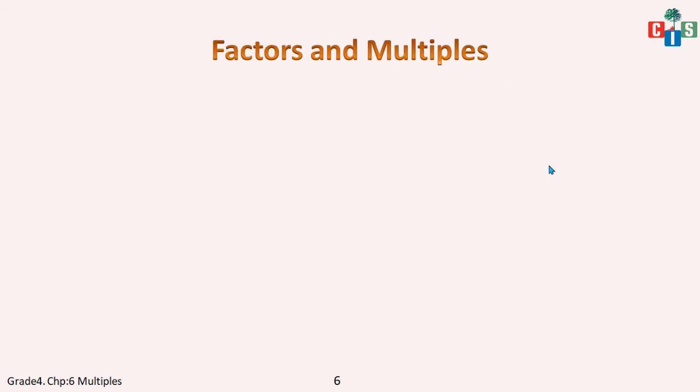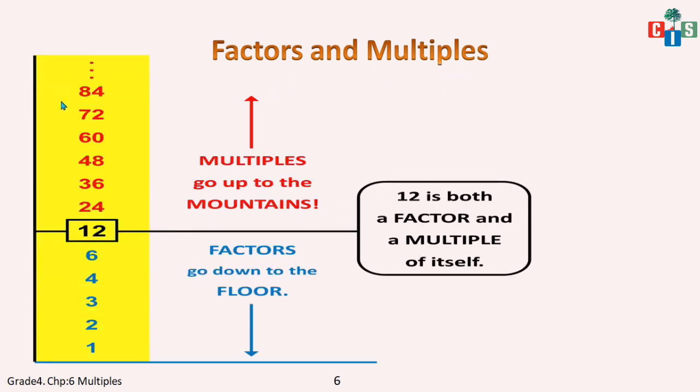Okay. Now again see, I am explaining you the difference between the factors and the multiples in the other way round. Okay. Now see, the number is 12. अभी 12 के फैक्टर्स हमेशा छोटे होंगे. That is what I told you. Factors go down to the floor. Factor, floor, F. हाँ. And multiples go up to the mountains, M. Multiples का M, mountains का M. Multiples हमेशा बड़े होंगे because 12 से तो शुरू होने वाले हैं.